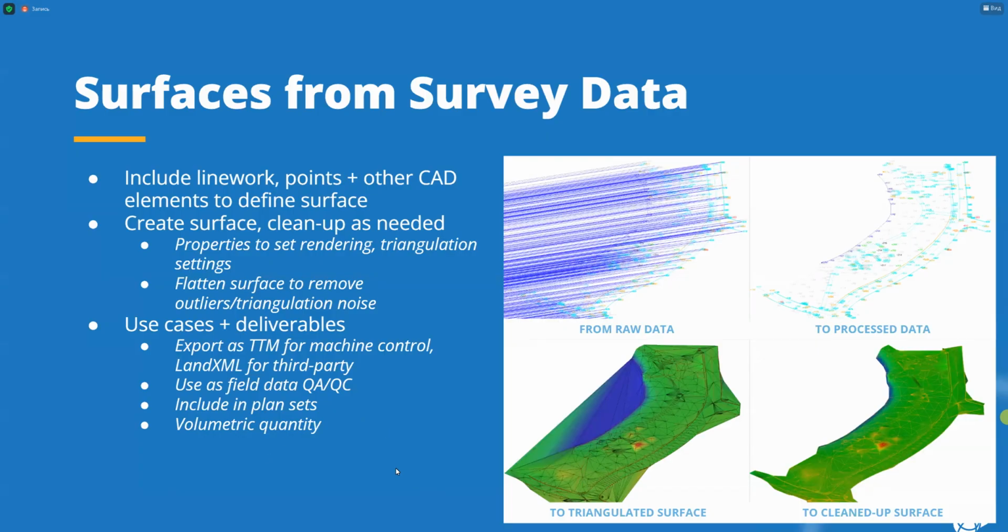Use cases and deliverables: obviously export as a TTM file for machine control, and LandXML for third party. The TTM file can also be used for checking your earthworks. If you want to compare the surface to what's actually in the field, you can stake out using that TTM file to see the cut and fill values as you go along. Using it as field data QAQC, that's just what I mentioned: when you use that surface to go check it against what's happening in the actual field. Obviously you can use it to include in your plan sets, and surfaces are used for volumetric calculations.